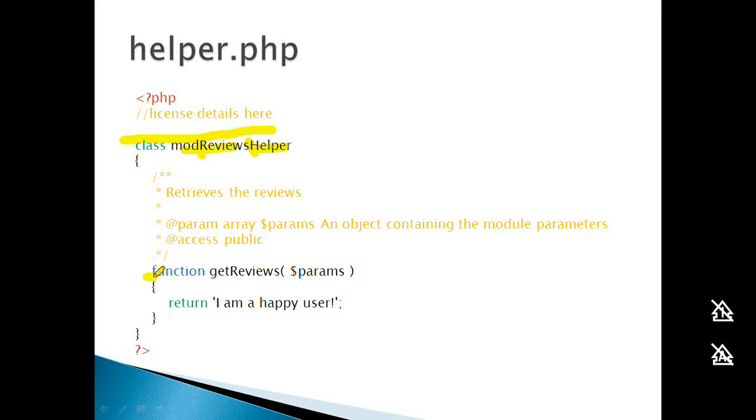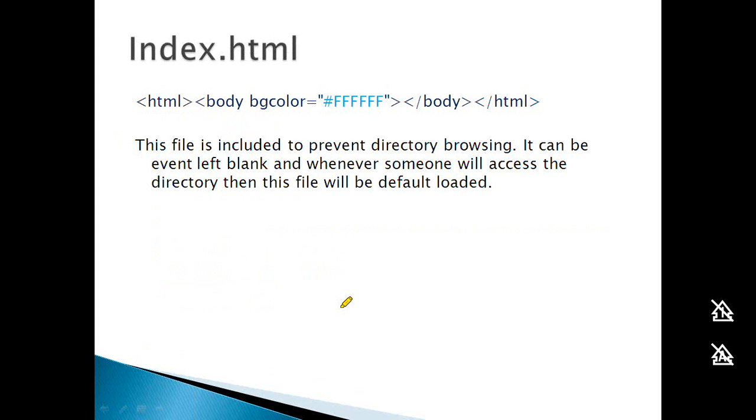In this helper class, I have created a function which says getReviews, and some parameters are passed. You can or you cannot. In this particular workshop, these parameters don't mean anything. So whenever this particular class is called and this function is invoked, it will simply return one static line which says I am a happy user. There is no dynamic programming in this particular module. I'll try to add more into this in the upcoming slides. So it will simply return one static message, which is I am a happy user.